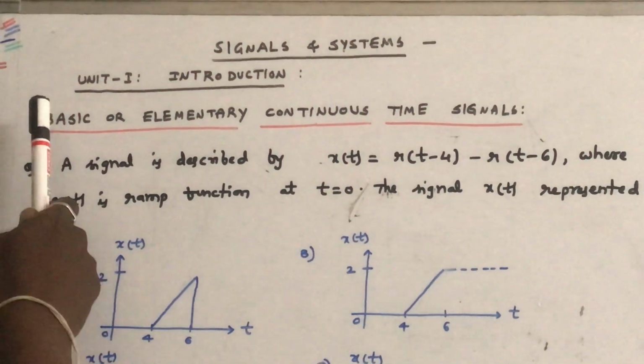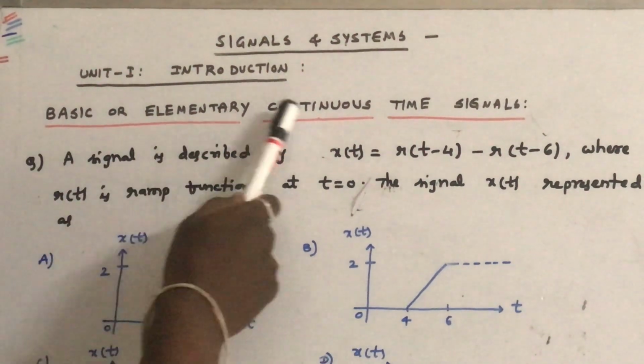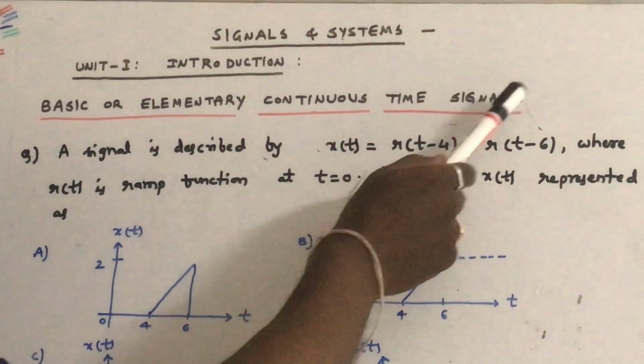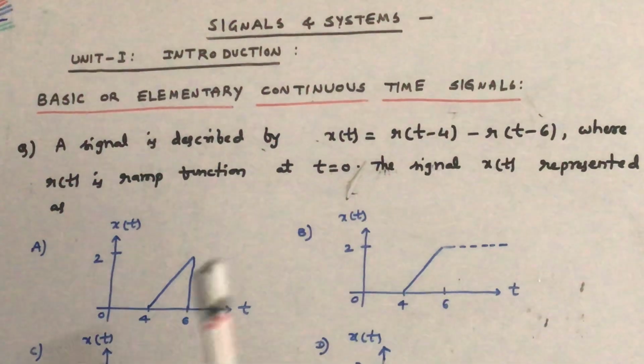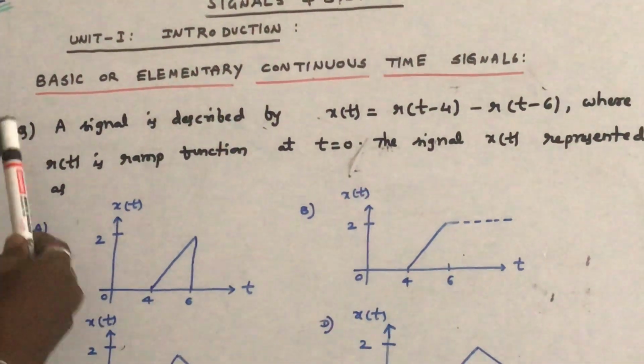Today we will see some problems on basic or elementary continuous time signals, especially the ramp signal. Today we will see three problems on ramp signals, very simple problems. See the first question, number 1.